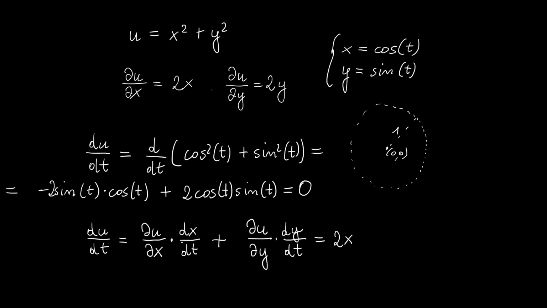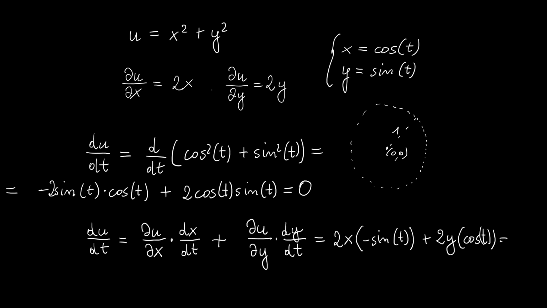Now x, derivative of x with respect to t is minus sine of t, plus 2y, because this is derivative of u with respect to y, times cosine of t, because this is derivative of y with respect to t.